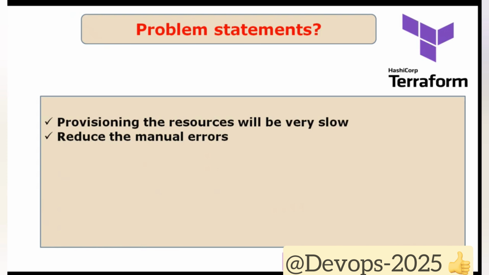Okay, so now if you want to create all of these things in less time, definitely we will be making some manual errors, right? So if you want to provision the servers without manual errors, we need some automation infrastructure provisioning tools. Using that, we can automate it, and we can even reduce the manual errors as well. Okay, so that is the second problem statement.